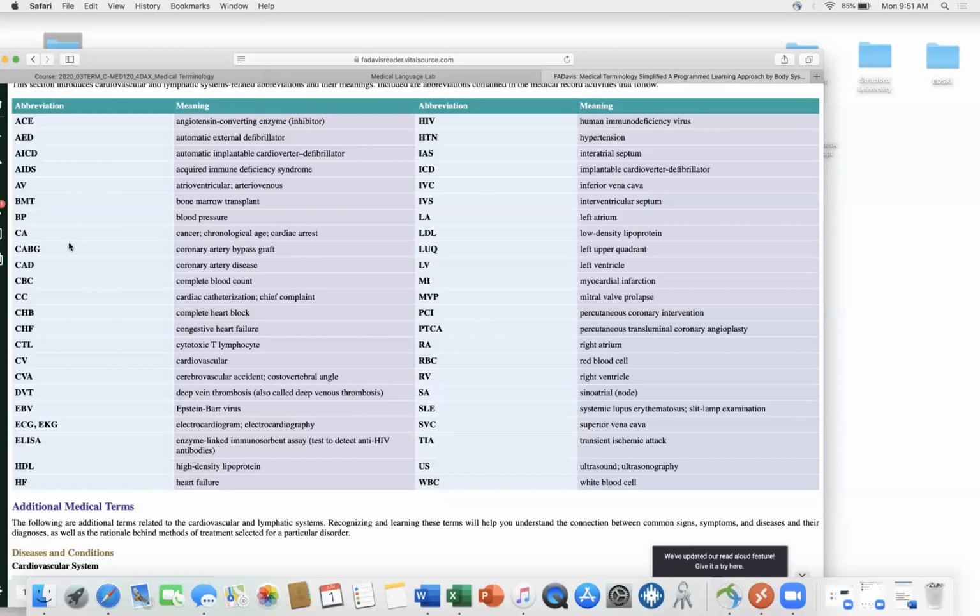In my world, CA, capital C, capital A means carcinoma. I've never seen it used for these other things. CABG, or "cabbage," is also very popular.